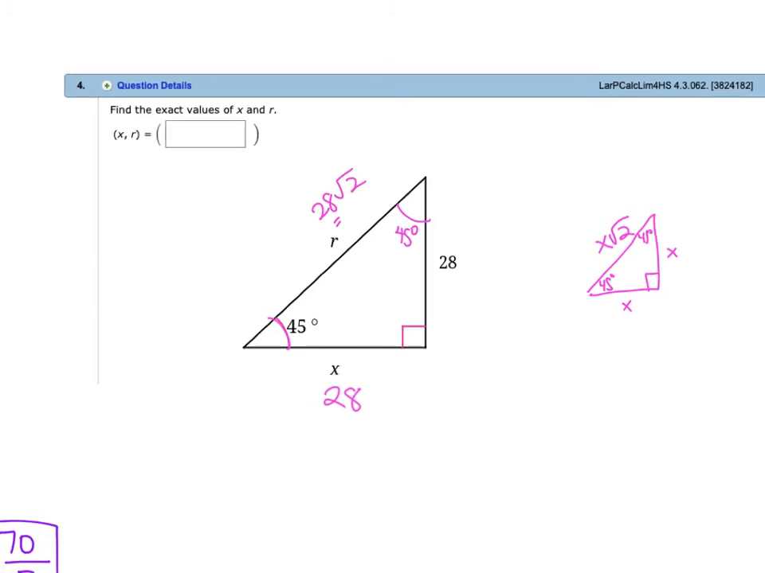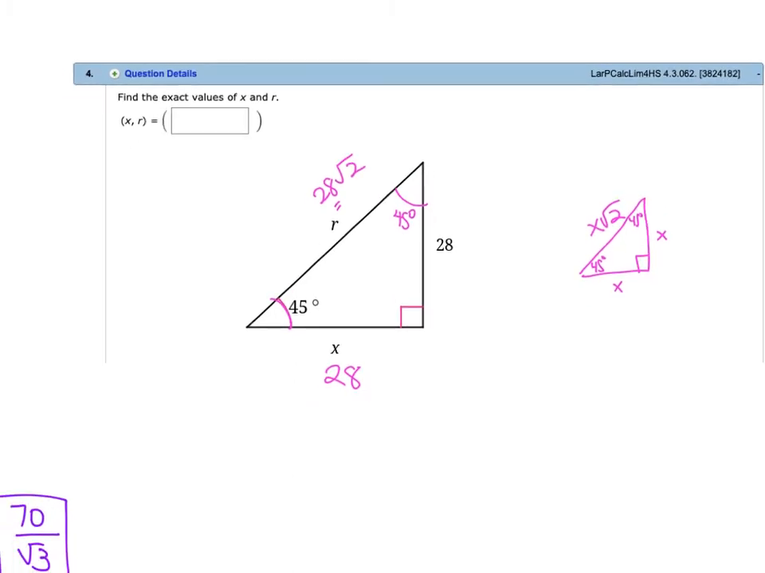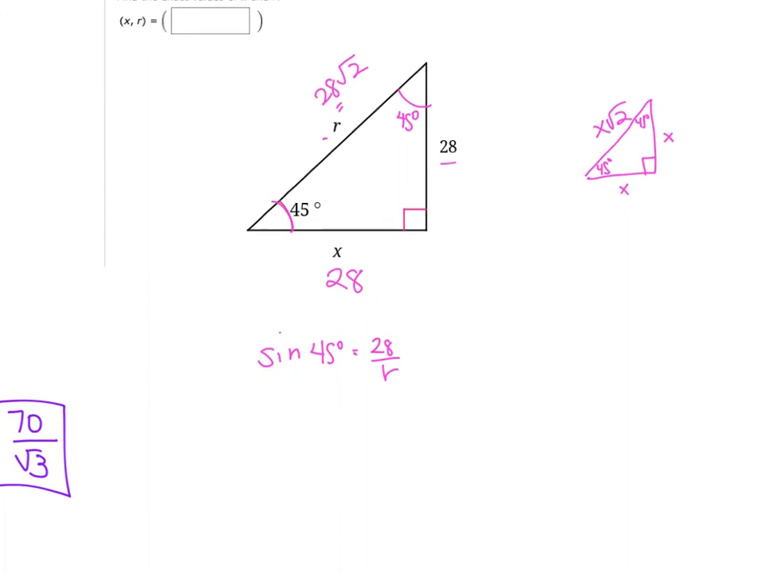Now again, the other way to do it was just using the 45. We could do opposite over hypotenuse, so sine of 45 degrees. This is opposite over hypotenuse, so opposite is 28 over the radius r. So sine of 45, let's just change that to root 2 over 2 here. So that's another way to do it: root 2 over 2 equals 28 over r. We're just trying to find r, so let's multiply by r on both sides. We get r root 2 over 2 equals 28.